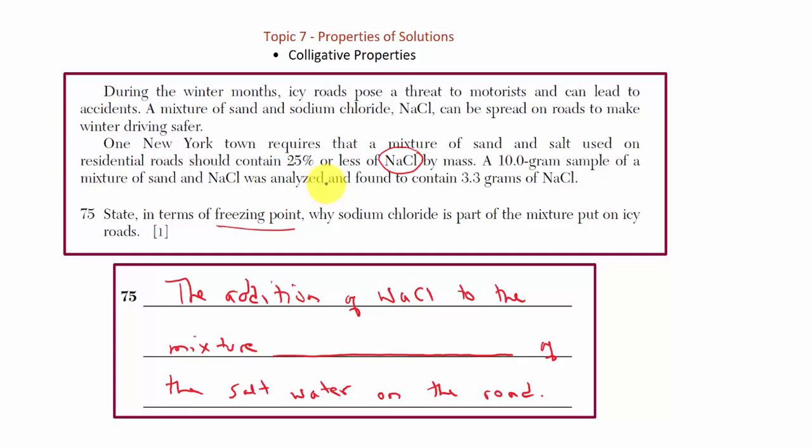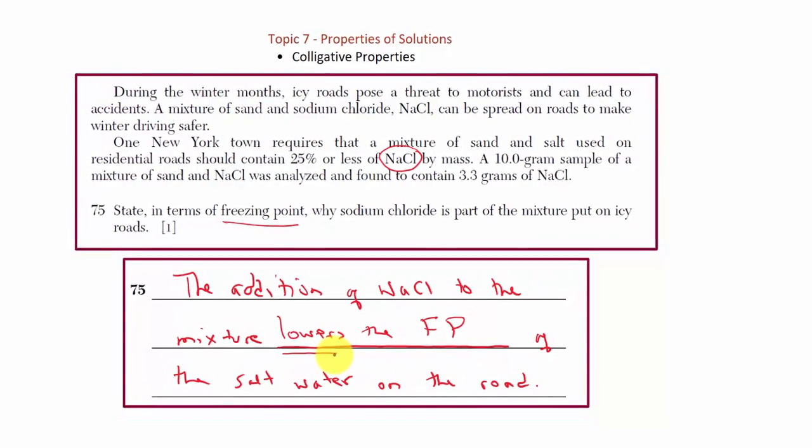Therefore, it won't freeze, and hopefully that'll keep the roads safe for everybody. So our answer is the addition of sodium chloride to the mixture lowers the freezing point, and I'll abbreviate freezing point with FP, of the salt water on the road. So the key is lowering of the freezing point.